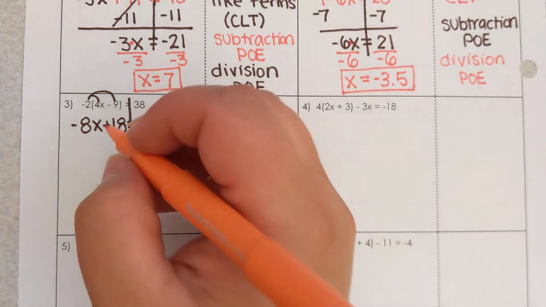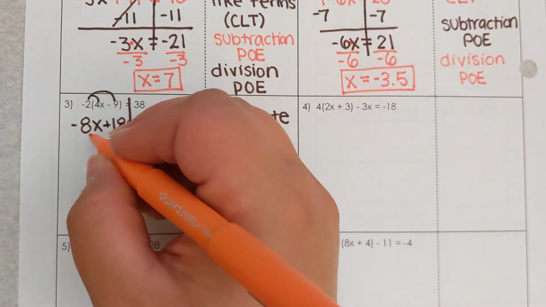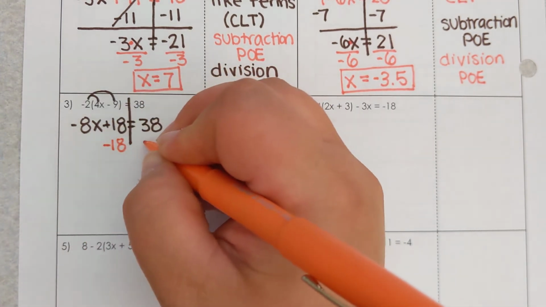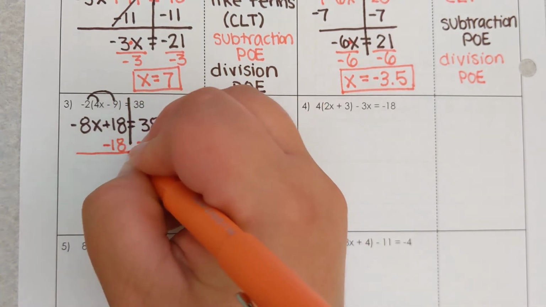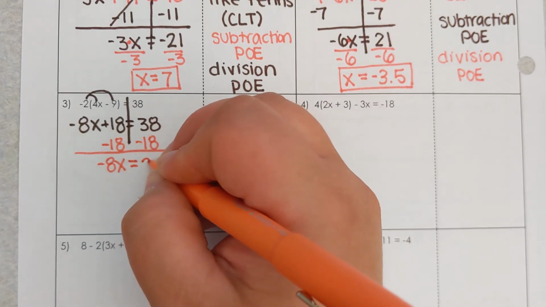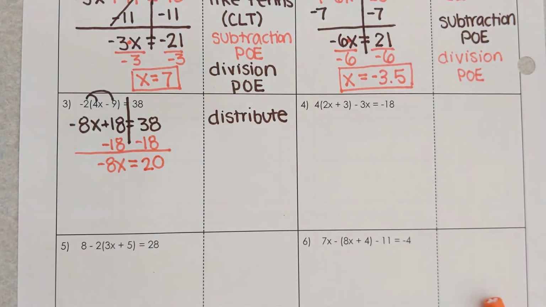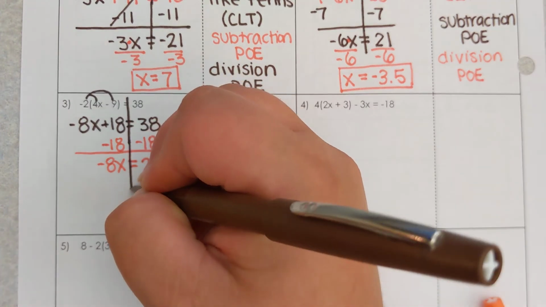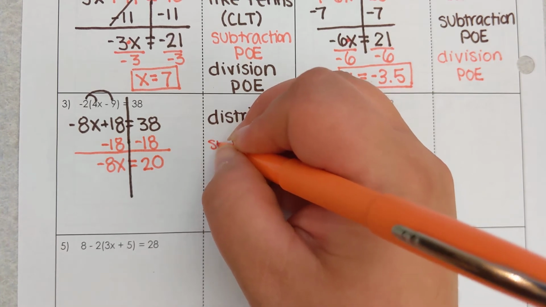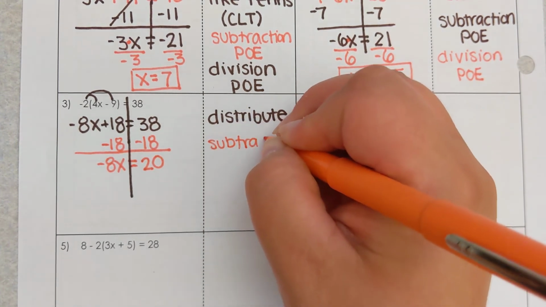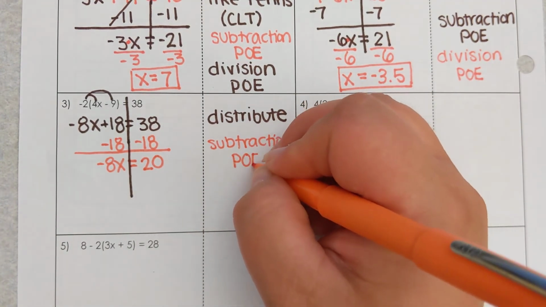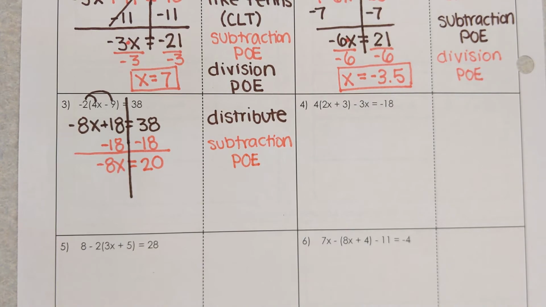Okay, now there's nothing I can add together over here because I have an x and no x. So I'm going to go ahead and do the opposite of plus, which is minus the 18. 38 minus 18 is 20. I'm going to come over here and say that I used subtraction. We've used that one on every single problem so far. Wow. Apparently Mrs. McFadden needs to mix up her problems more.